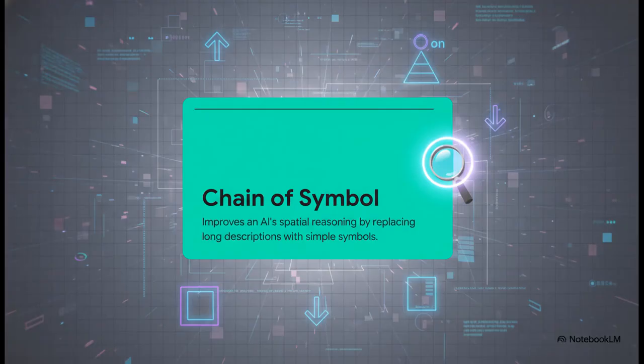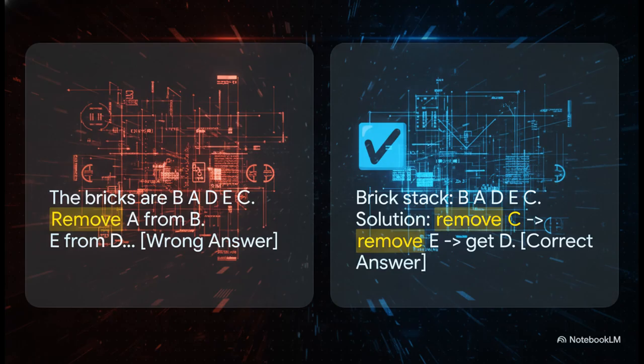Okay, next up is chain of symbol. And now this one is fascinating. It helps an AI get better at understanding spatial relationships, things like on top of, next to, or behind. And it does it by ditching all the wordy descriptions and using simple symbols instead. Just look at this comparison here.